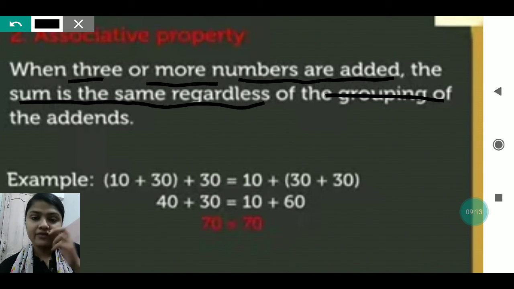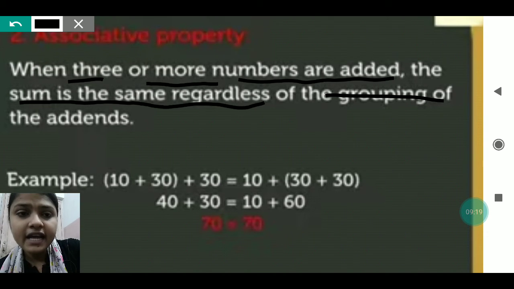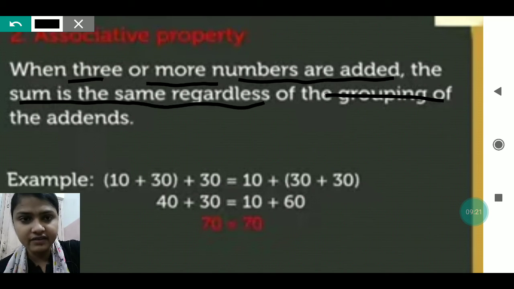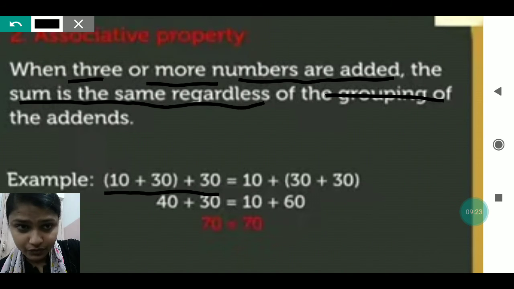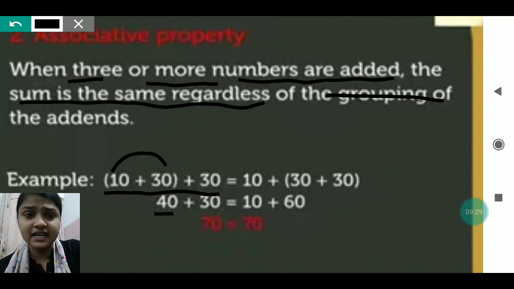Two numbers we will add first, and to that we will add the third number. Like you can see, 10 plus 30 is given, then one more number. What you will do, 10 plus 30 when you add, you will get 40, and then you will add that 30, which is the third number, to this 40, and you will get 70.